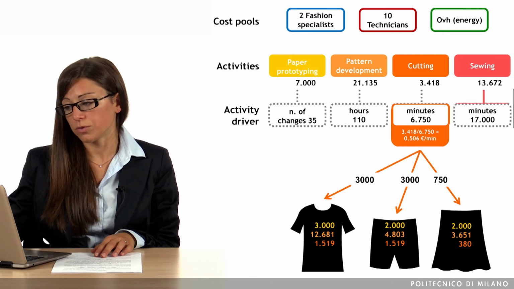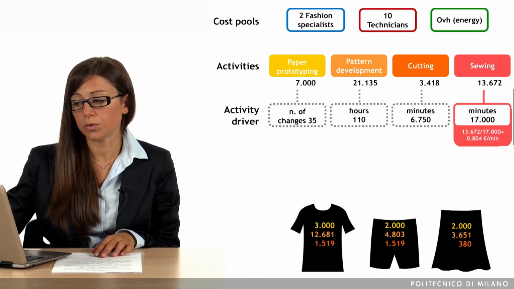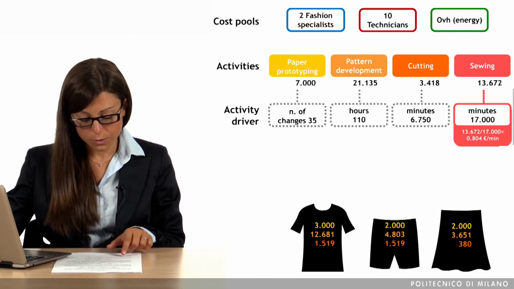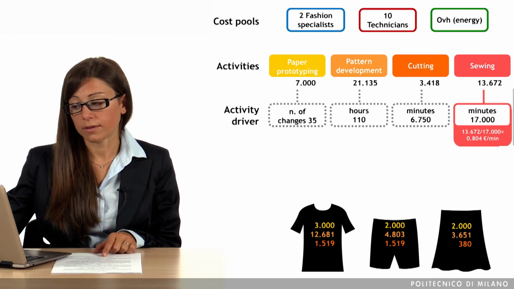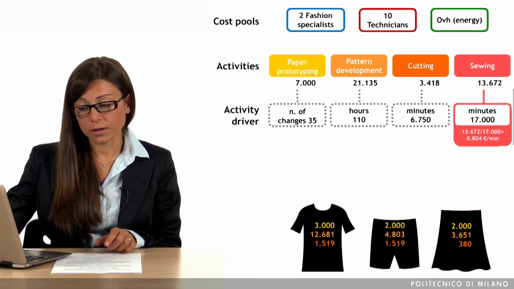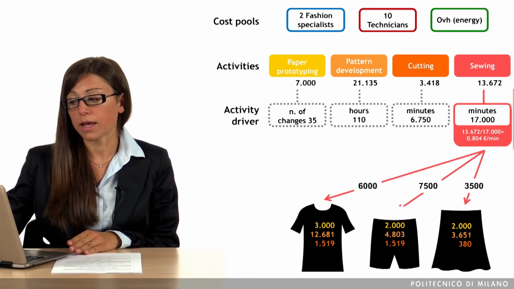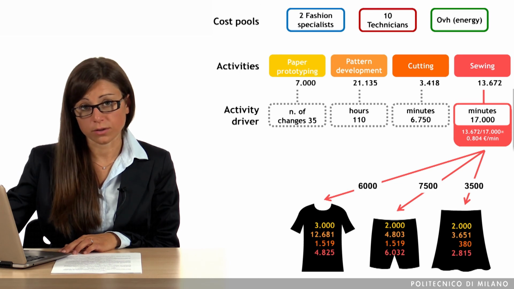Let's move now to the sewing activities. Again, we can find a K by dividing the cost of the sewing by the number of minutes, which are reported in table number 4, and then we have 0.804. And if we multiply this value by the total number of minutes for realizing the 3 products, again, we have assigned the value of the sewing activity among the 3 different products.